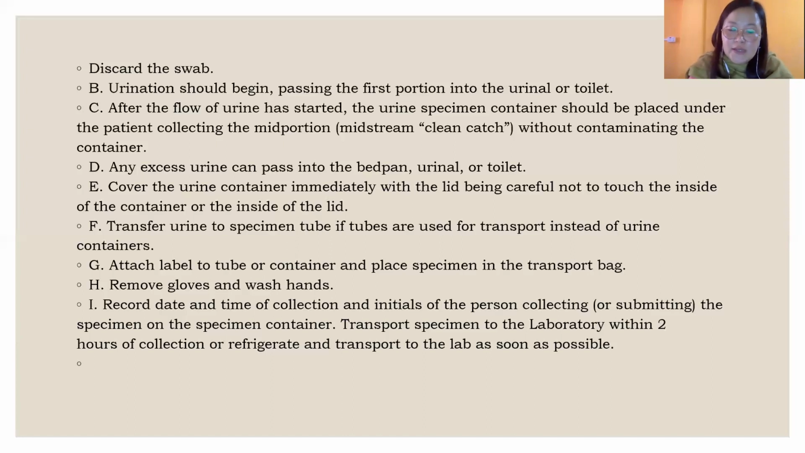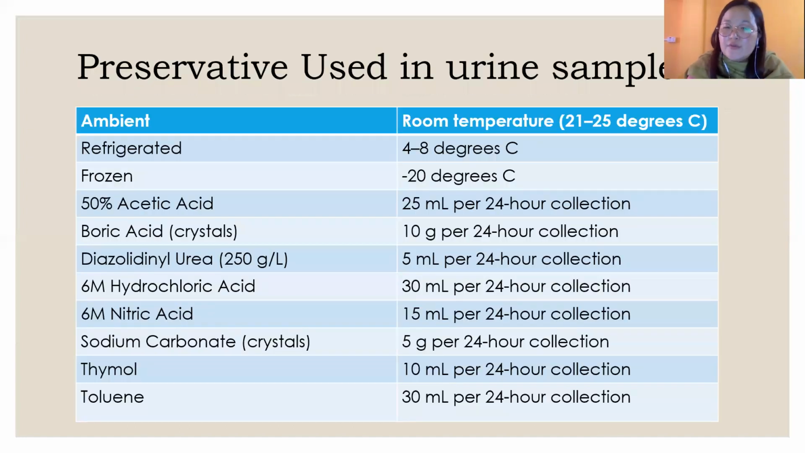Then we have to write the name of the patient, the sample collection timing and date, and if possible the patient number or ward number. So that is how you need to do sample collection. The most important thing is the preservative we can use in the urine sample. If the sample cannot be processed within 2 hours, it is advisable to use a preservative.